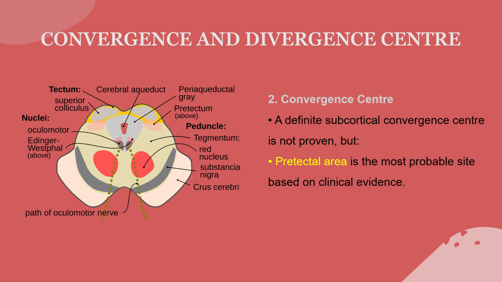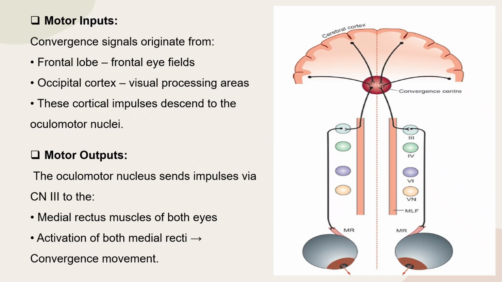Then the convergence center. A definite subcortical convergence center is not proven, but the pretectal areas are the most probable site on the basis of the clinical evidence. This is the pretectal area, and it is located anteriorly to the superior colliculus at the level of the midbrain.